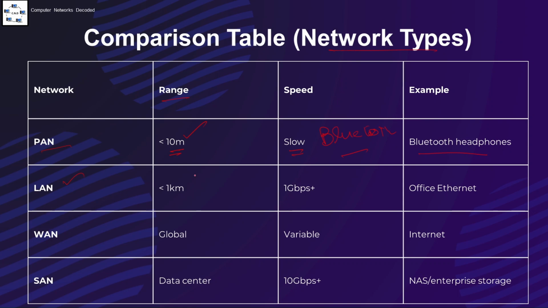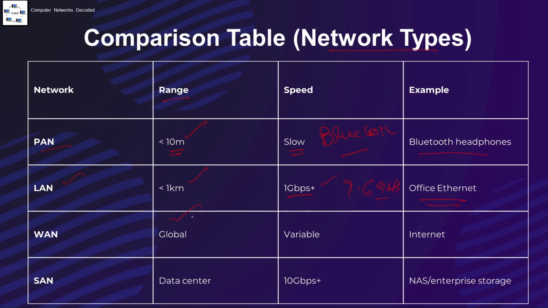Next is the LAN. So LAN has a range of less than 1 kilometer. Speed is 1 gigabit per second plus. So as we already studied, Wi-Fi 6 has up to 9.6 gigabit per second. And its example is your office Ethernet or your home LAN or home Ethernet.